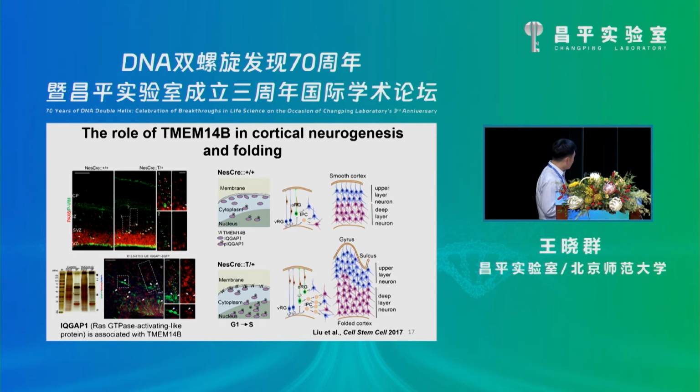And we also identified IQGAP1, which is a RAS GTPase-activating-like protein associated with TMEM14B. The major function is that it can boost the G1 to S transition, promoting the G1 to S phase transition to generate more OSVZ-like cells. Actually, we can get the gyrencephalic-like structure.